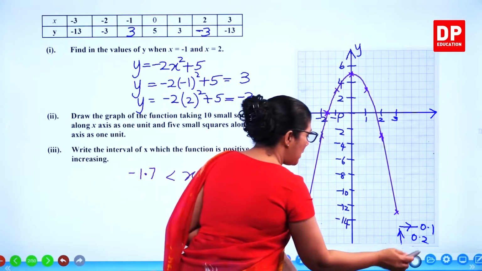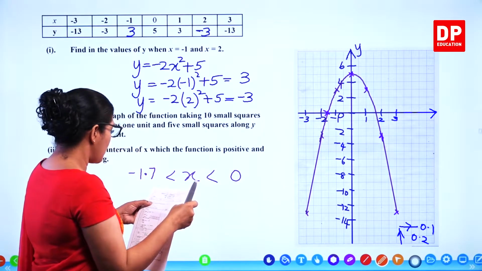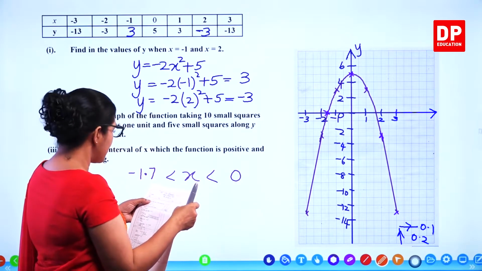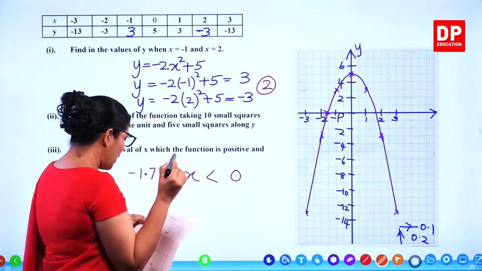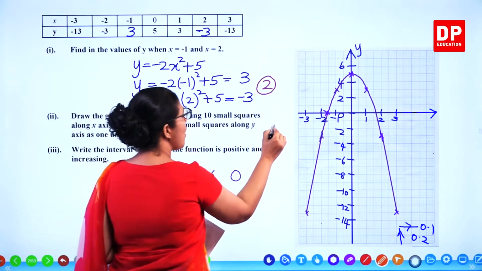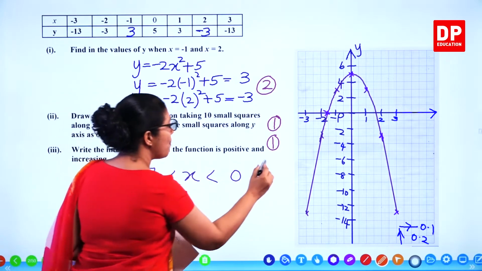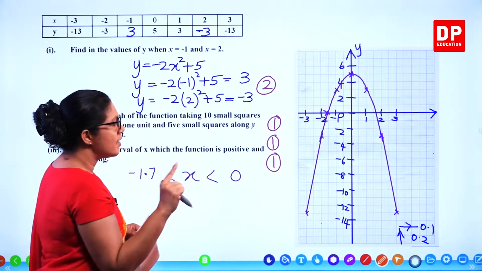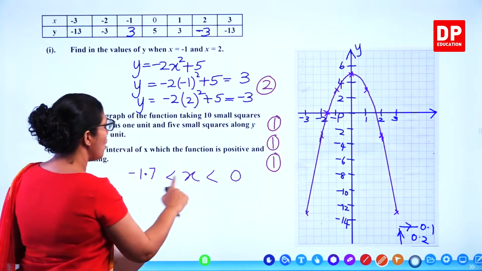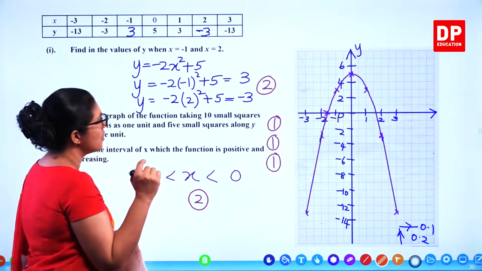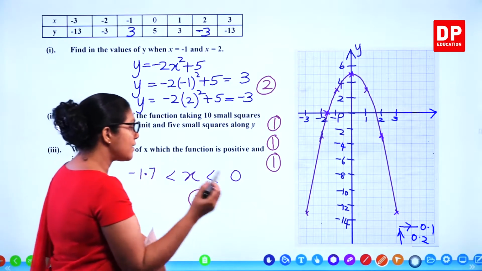So how many marks for this part? Finding y equals 3 and minus 3 gets 2 marks. And 3 marks for the graph, always 3 marks: 1 for the scale, 1 for marking the points and 1 for connecting smoothly. Then you get 2 marks for finding the range. So 2, 3, 4, 5, 6, 7 marks altogether. So let's take the next one.